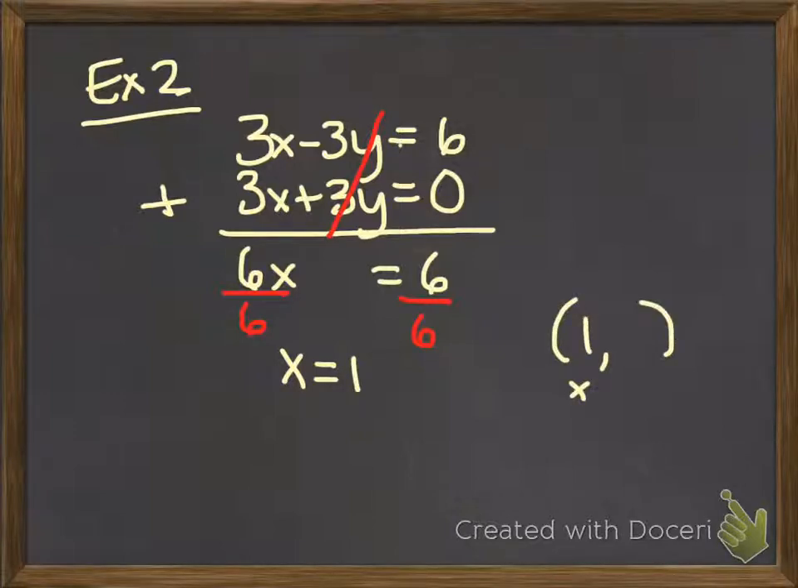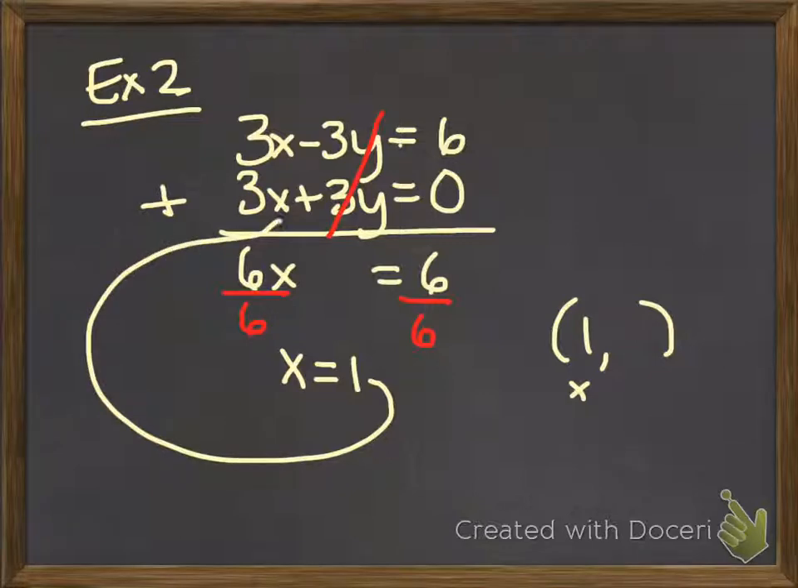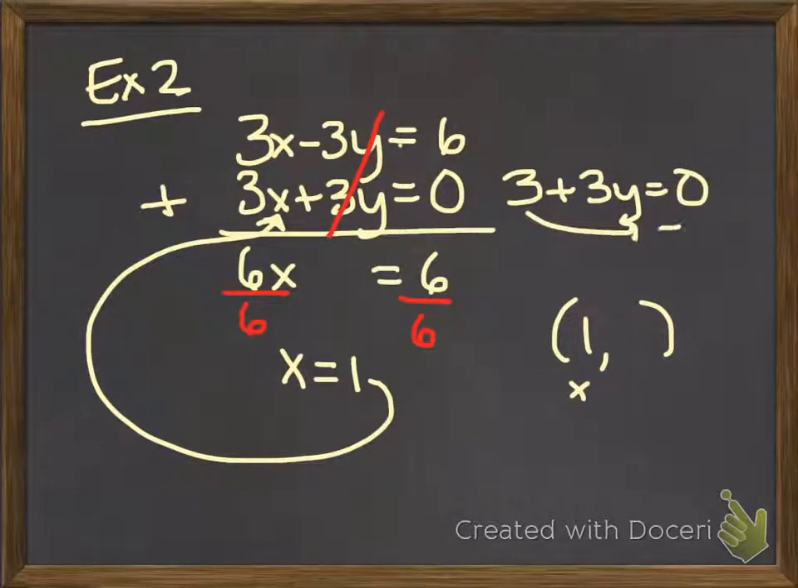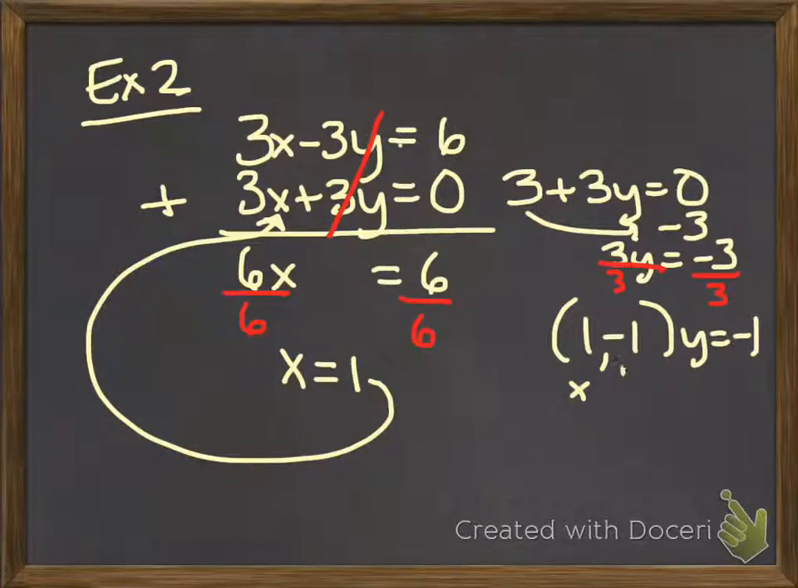Plug it into the top or the bottom, it doesn't really matter. I'm going to plug it into the bottom because it's all plus. So that's 3 times 1 is 3, plus 3y equals 0. Subtract 3: 3y equals negative 3. Divide by 3, and you get y equals negative 1. So the y part is negative 1. So the point of intersection is at (1, -1).